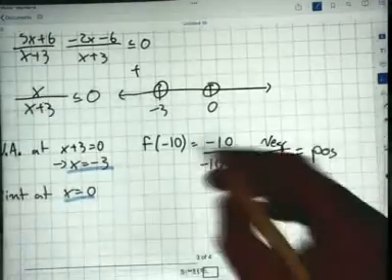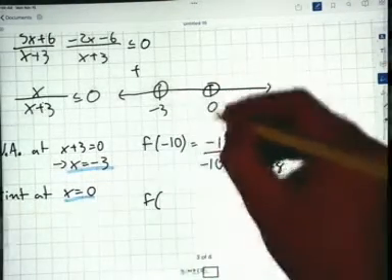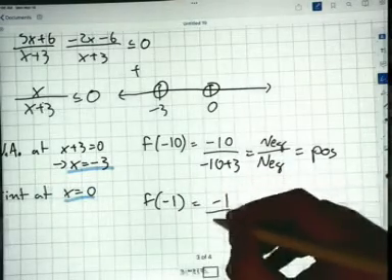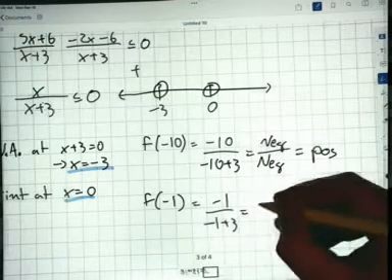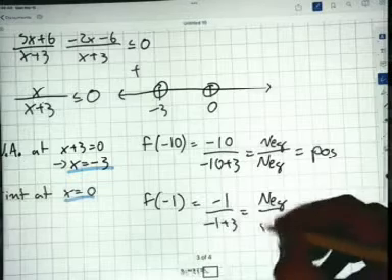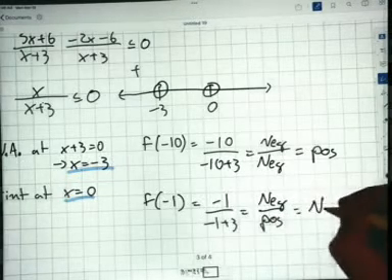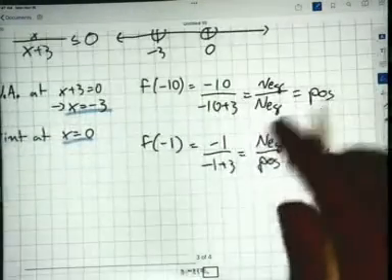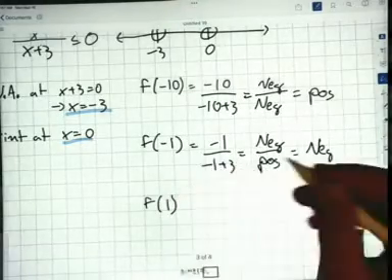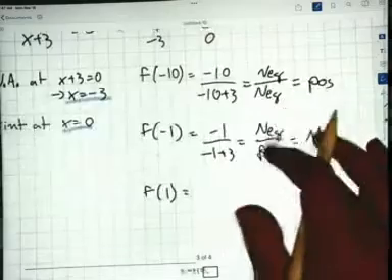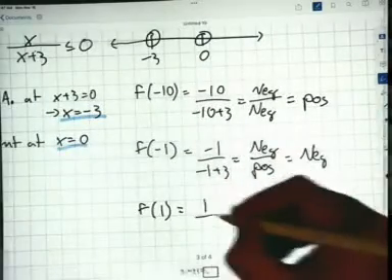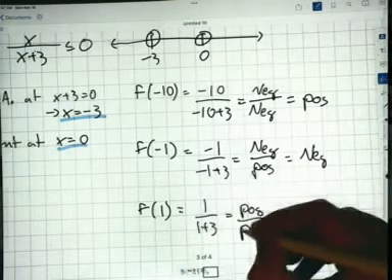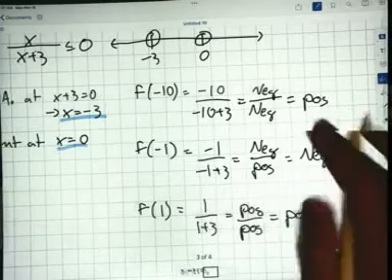Okay? Then f at, between -3 and 0, how about -1? So you're going to get -1 over -1 plus 3. So that's going to be negative over a positive. Well, that's going to be negative. And then what's greater than 0? Let's just do 1. You could do 10, you could do 2, you could do whatever. You have 1 over 1 plus 3. That's positive over a positive, which is positive.